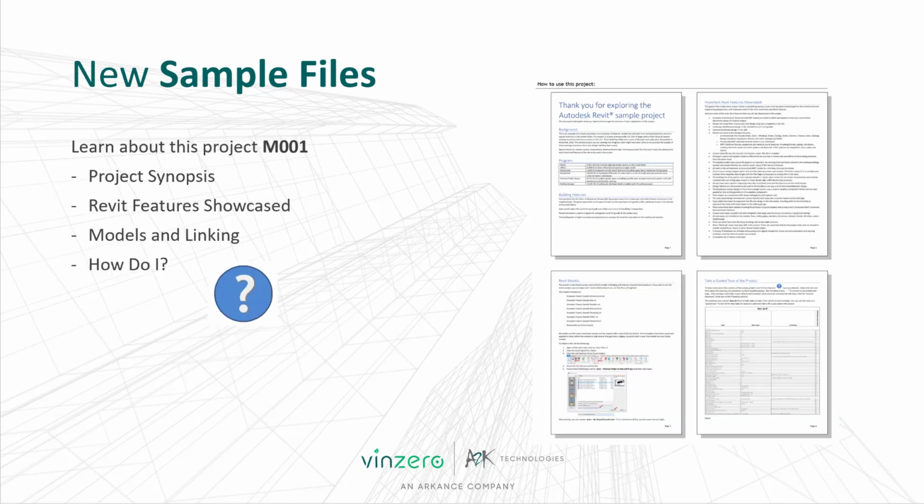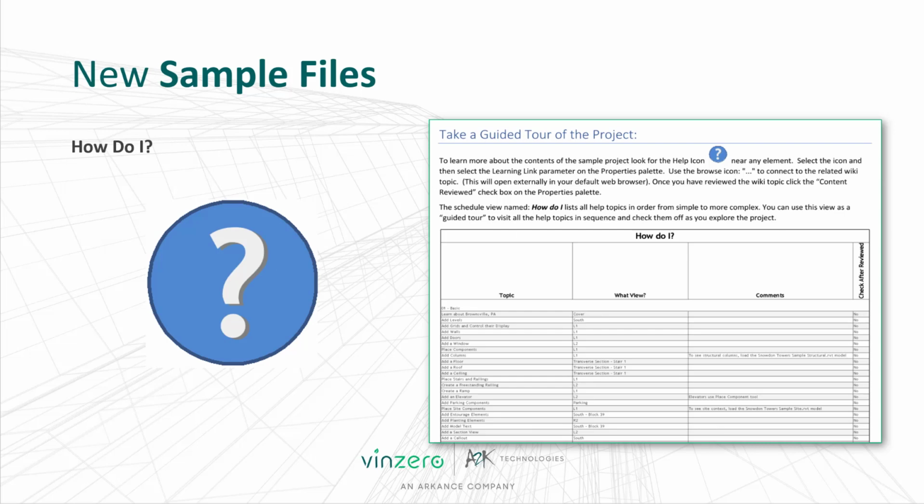On the second sheet, M001, there is a project synopsis, Revit features showcase, models and linking, and how do I. The sample file is intended to double as a training tool to provide examples of various modeling techniques. From this schedule, you can find the modeling technique and which best illustrates that feature.